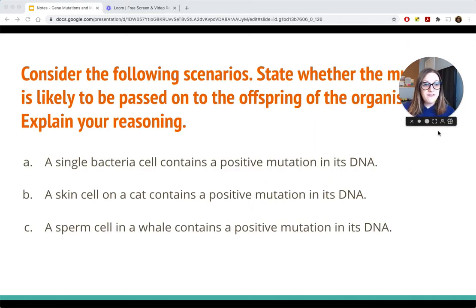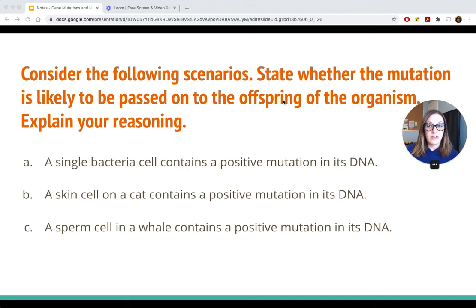So consider the following scenarios and state whether the mutation is likely to be passed on to the organism's offspring and be able to explain why. So let's read through each one. I'll give you some thought time and then we'll talk about the answers. So A, a single bacterial cell contains a mutation in its DNA. B, a skin cell on a cat contains a mutation. Or C, a sperm cell in a whale contains a mutation. So think big about bacteria, skin cells on cats, and sperm cells in whales.